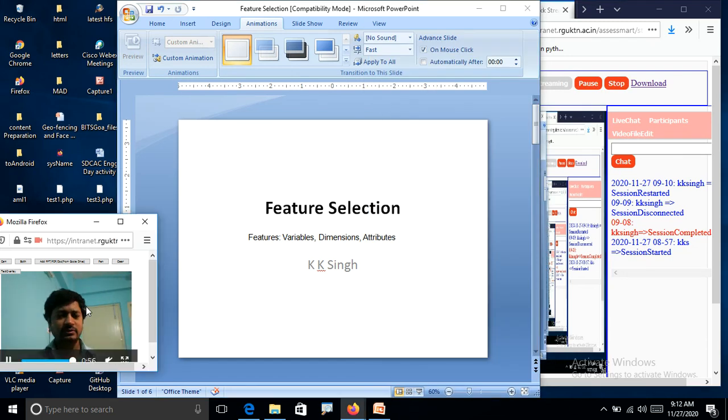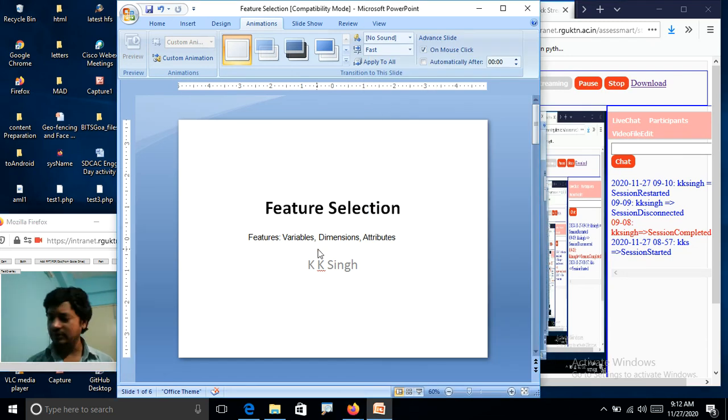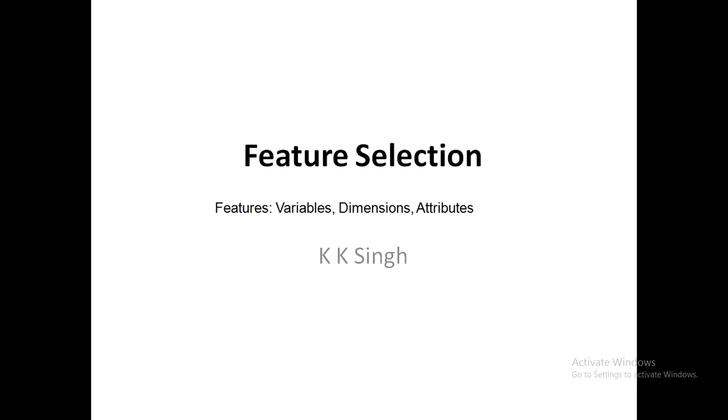Hello students. So in this lecture we are going to discuss a topic, feature selection in machine learning. Here feature means, in the given data set we have a set of variables, or you may say a set of dimensions or attributes. In a data set you may consider each column is a feature or dimension.